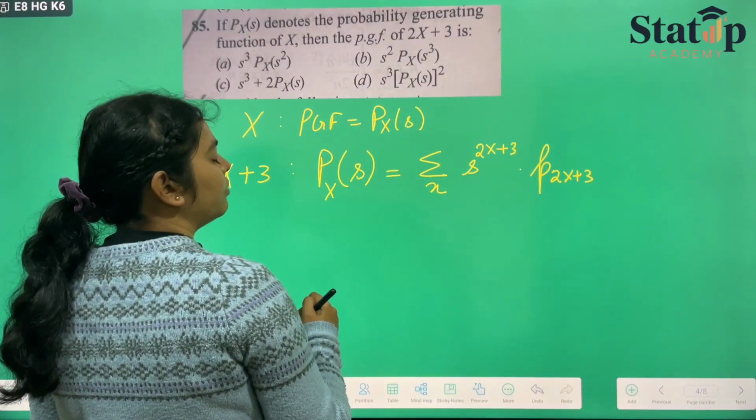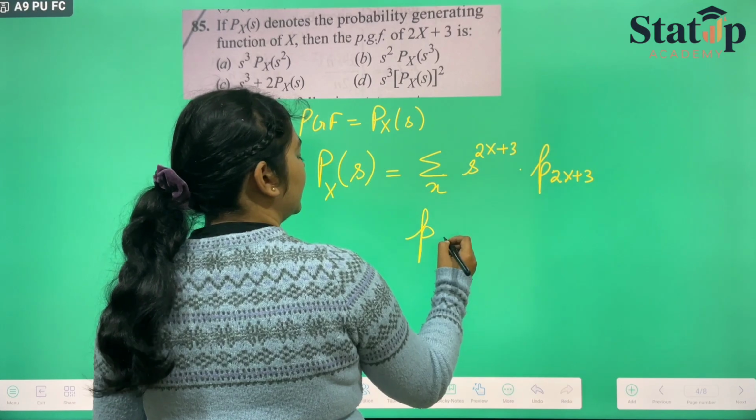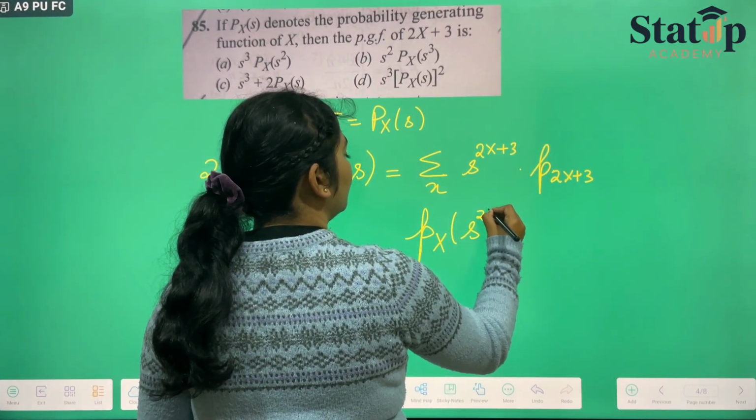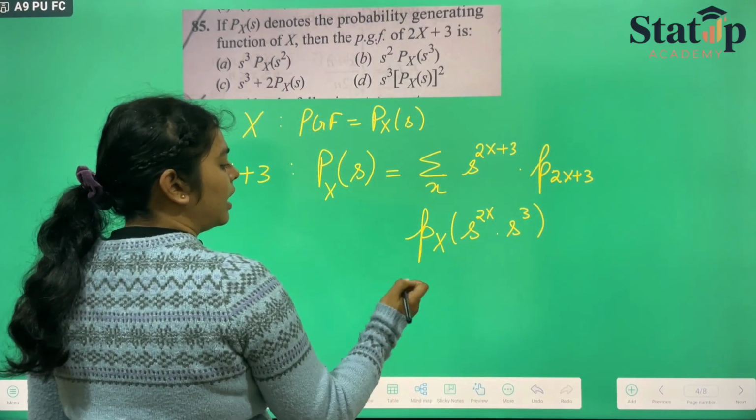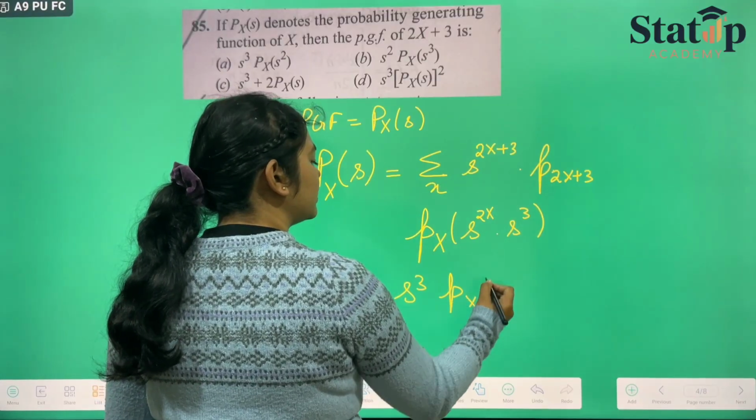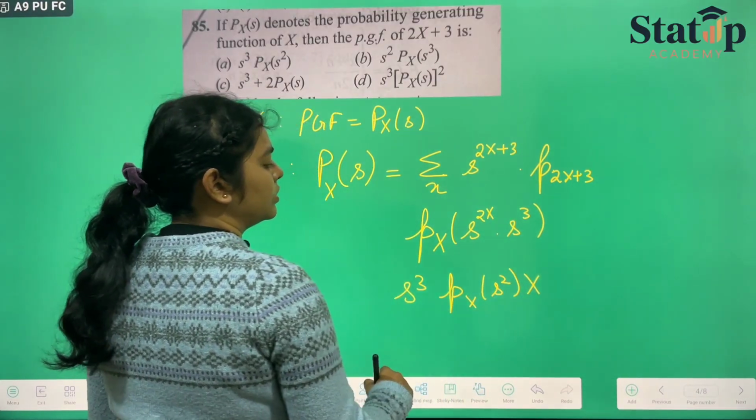Now instead of writing it as 2x plus 3, we can write it as s raised to the power 2x into s cube, right? We can take s cube outside and we can write it as p(x) into s squared raised to the power x, and we can take x outside.